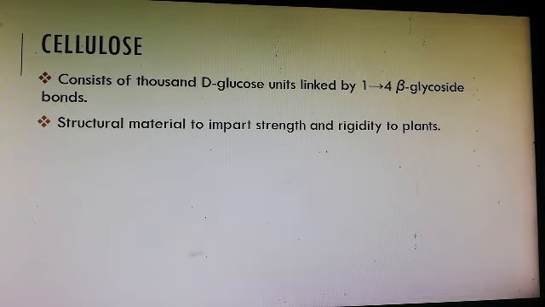So let's have first the cellulose. Cellulose consists of several thousand D-glucose units linked by 1 to 4 beta-glycoside bonds like those in cellobiose. As you can remember, cellulose primarily exists in plants, in their cells. They are the reason why the leaves, the roots, the stems are rigid. They are the structural material to impart strength and rigidity to plants.